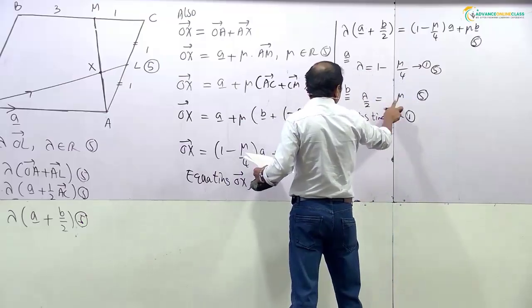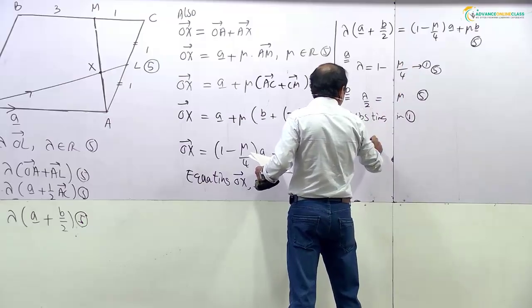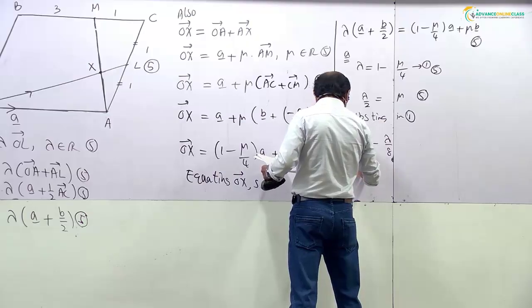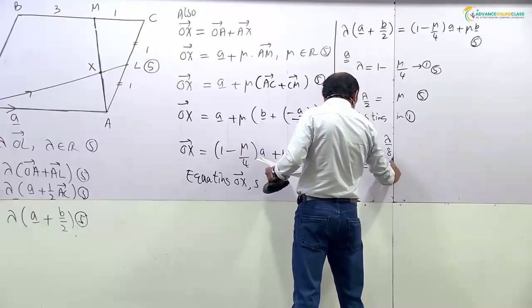Once you substitute this, mu is lambda by 2, lambda equals 1 minus lambda by 8 we get. By this we get lambda equals 8 over 9. This is 5 marks.